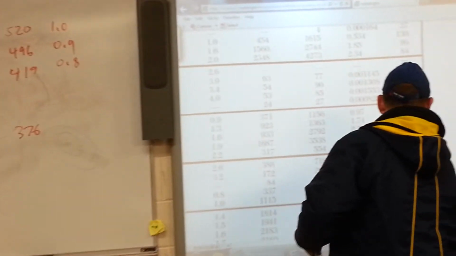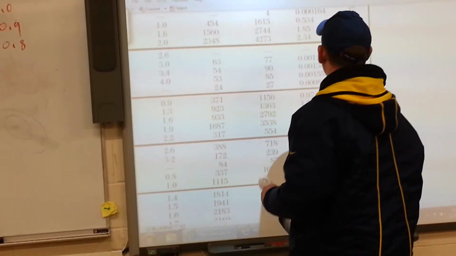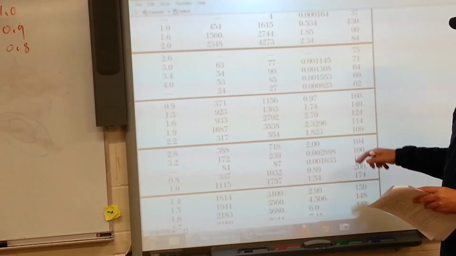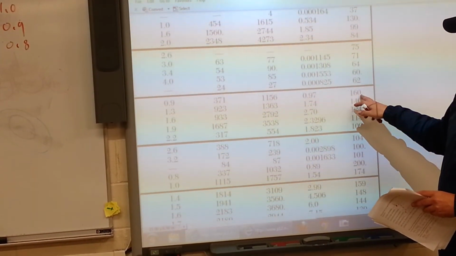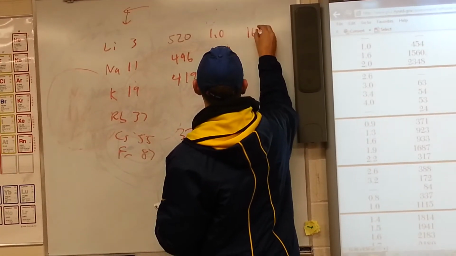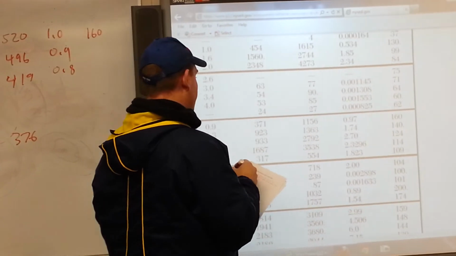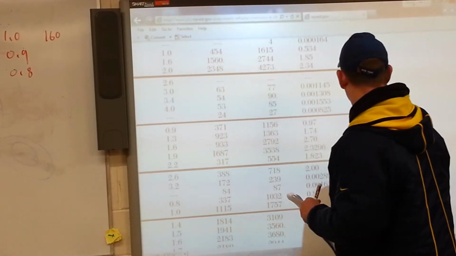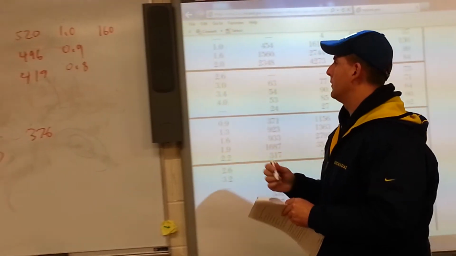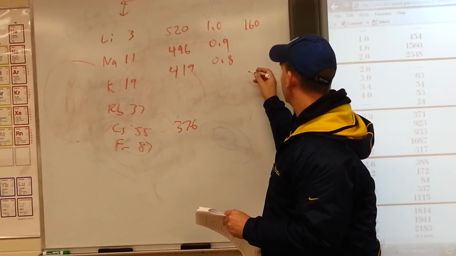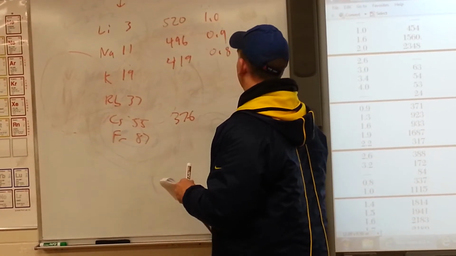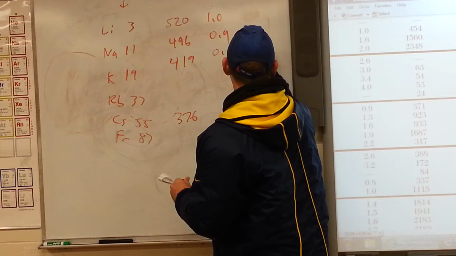Atomic radius, go to the last column. The atomic radius of Na is 160. And go down to K, 200. Sorry, I skipped Na, didn't I? Li, no, sorry. Li is 160. K is 200.